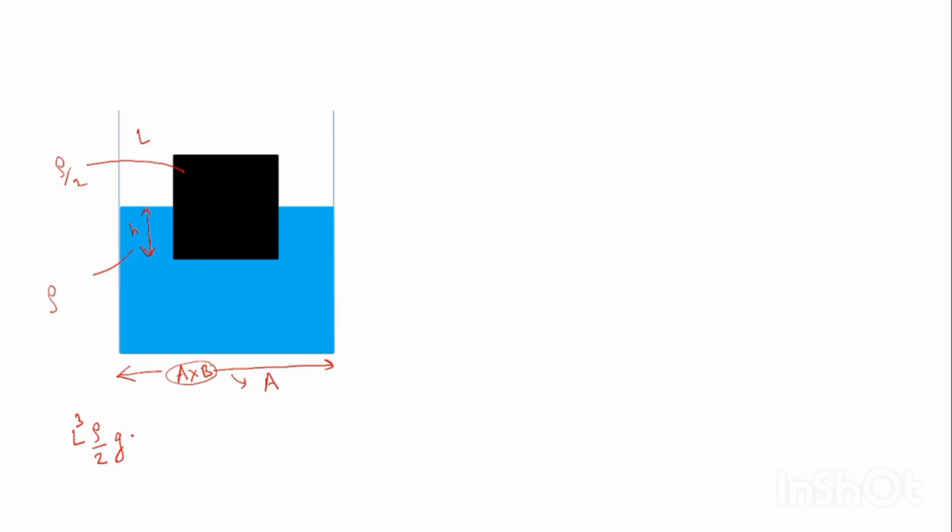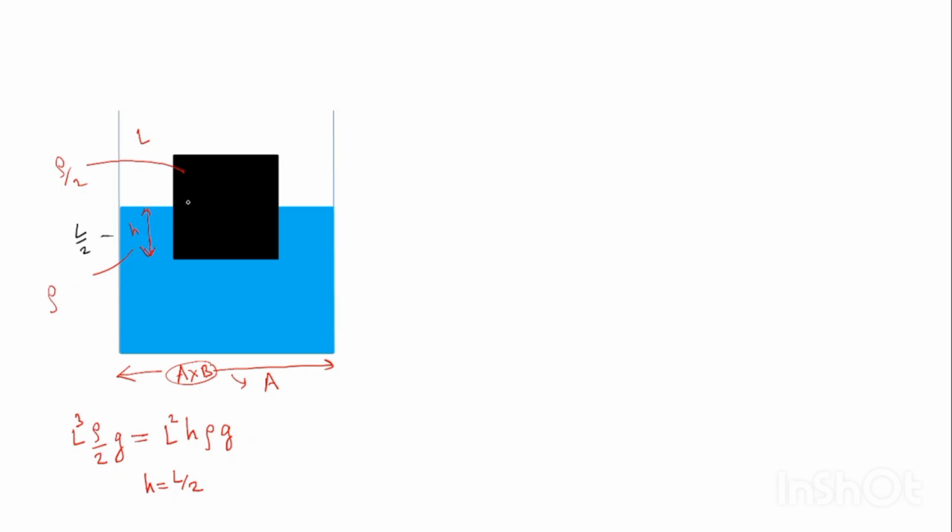This is equal to the buoyancy force. Buoyancy force is whatever is submerged inside the water. The cross section of the base of the block is L square. Let us say h is submerged. So this is the volume submerged and the density of water is rho, and it is g. So from here you get h is nothing but L by 2. That means in the initial situation half of the length of the block is under the water.